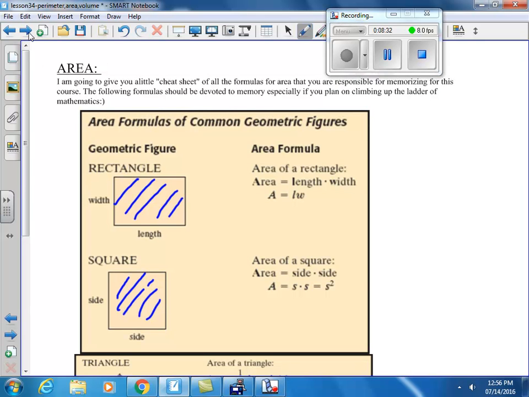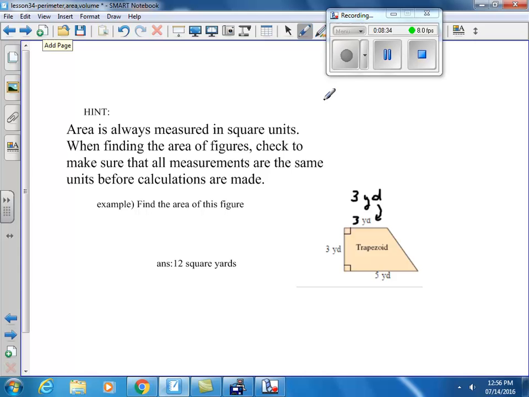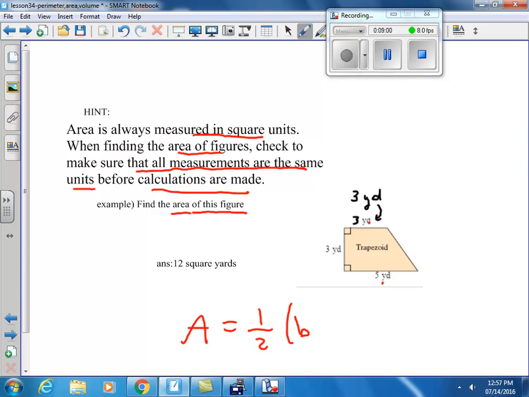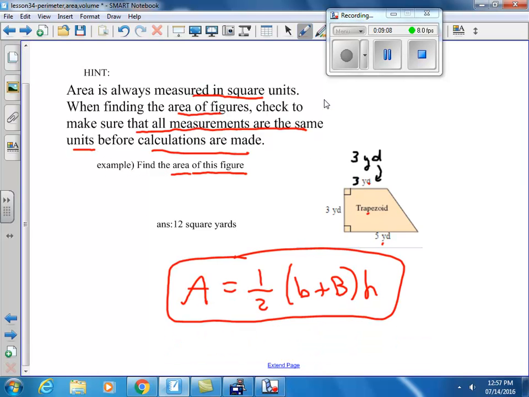What I'm going to do on the next slide is just dive right in and apply it. So you just want to be comfortable grabbing any of those situations at any time and applying those formulas. So here we go. Area is always measured in square units. When finding the area of a figure, check to make sure that all your measurements are the same units before you make your calculations. So here we're all in yards, okay? And I want to find the area of this figure. So first thing you do is you should grab the formula, 1/2 little b plus big B times the height. That's because it's a trapezoid. So I grab the formula and I start plugging and chugging. Okay, little b means little base. So your little base is this, 3.